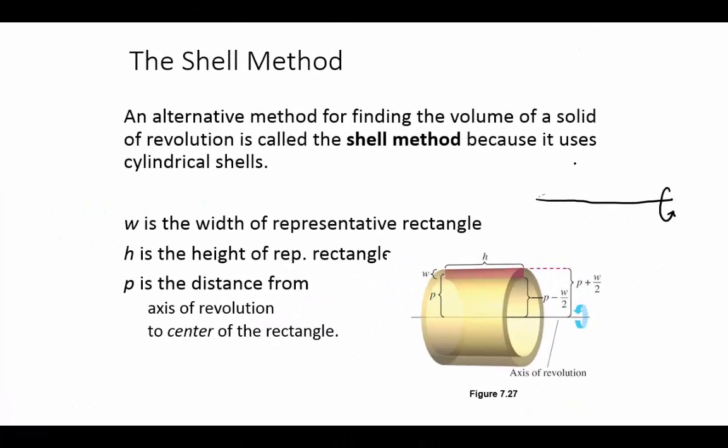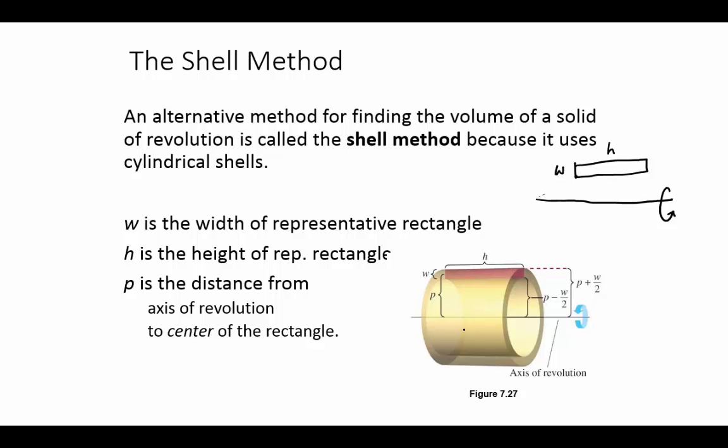This is the shell method. So with the shell method, we imagine revolving a rectangle that is parallel to the axis of revolution. So this would be your representative rectangle here. This rectangle has a width w and height, if you will, h. And when you rotate that around an axis that it's parallel to, you get this kind of hollowed out cylinder, which we call a cylindrical shell. So it's the shell method. It's the shell of a cylinder, the outer part of the cylinder.